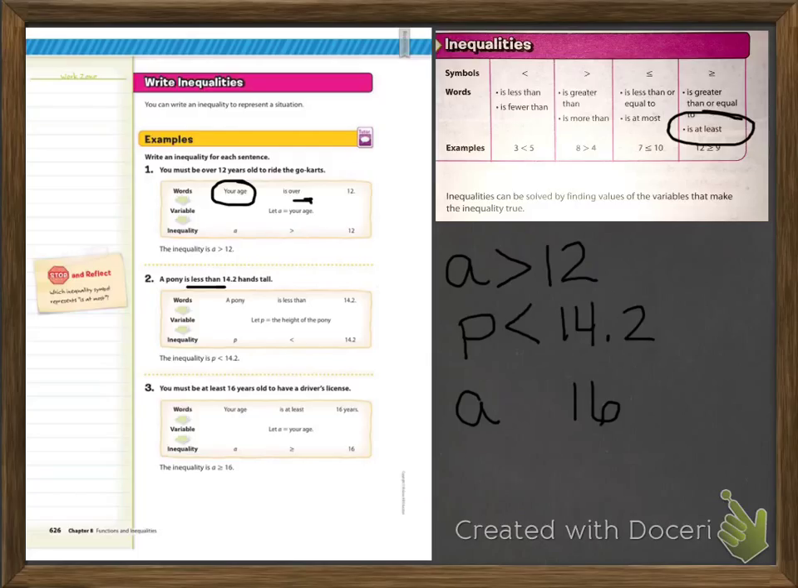If it says you have to be at least 16 years old, that means I definitely can be or have to be 16 years old or any age bigger than 16, which is why my inequality is going to be a is greater than or equal to 16. In order to have a driver's license, you have to be at least 16 years old, which is why we're using the or equal to, and it has to be greater than the 16 as well. So you can be 16, 17, 18, 19, and of course, so on. So that's one of the ones where I had told you guys that it was a tricky one and we just have to commit it to memory.